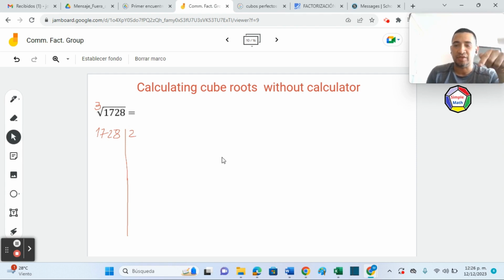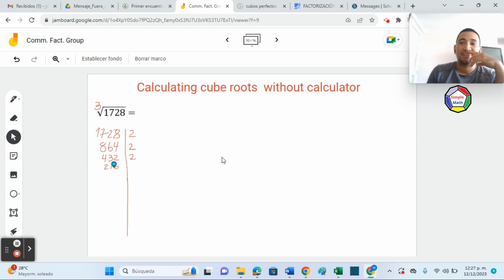And then I do the division. 1,728 divided by 2 is 864. 864 at the same time is divisible by 2, so we write a number 2 here. This number divided by 2 is 432. 432 is also divisible by 2. So 432 divided by 2, if you do it, you will get 216.